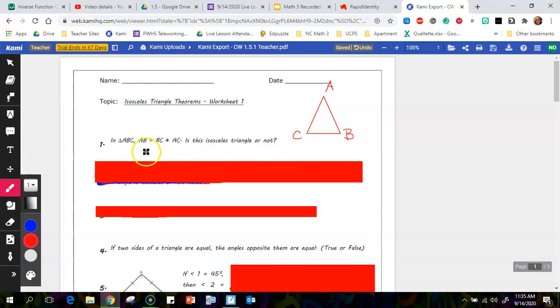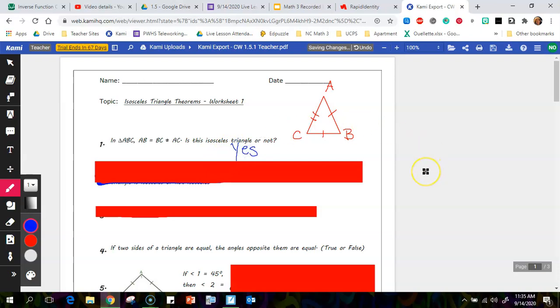So what it's telling me is that AB equals BC. So AB and BC are the same length, but BC does not equal AC. So this one is a different length. So it's asking, is this an isosceles triangle or not? If you remember, on an isosceles triangle, what we need to have is 2 sides that are the same length, and the third side is a different length. So this would be a yes, this is an isosceles triangle. So you would just answer yes.